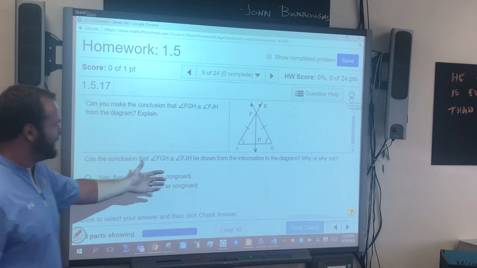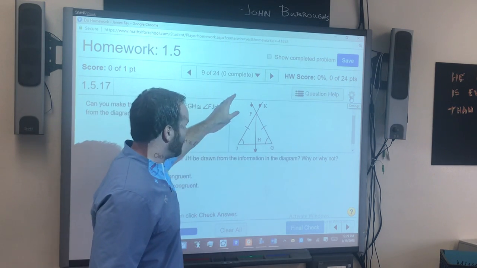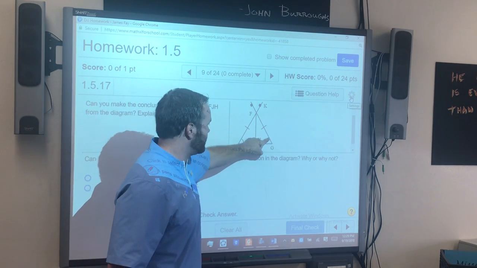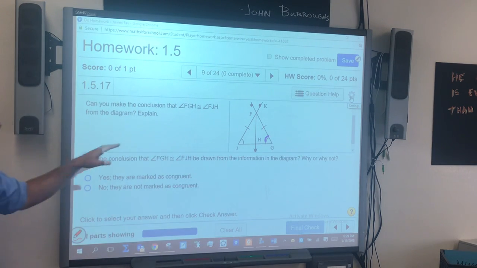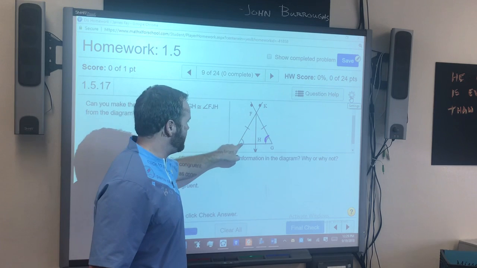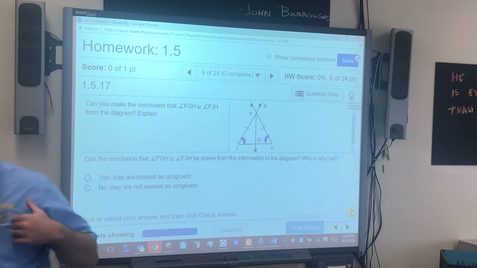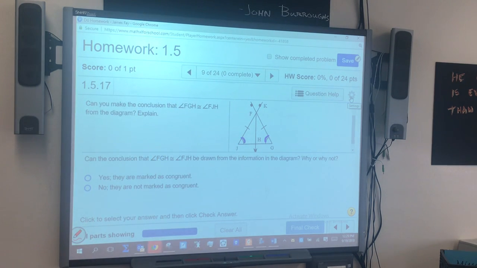So can I say FGH? I'm going to trace out FGH. It's that angle right there. Is that congruent to FJH? FJH, that angle right there. Do I have enough notation in my picture to determine that?